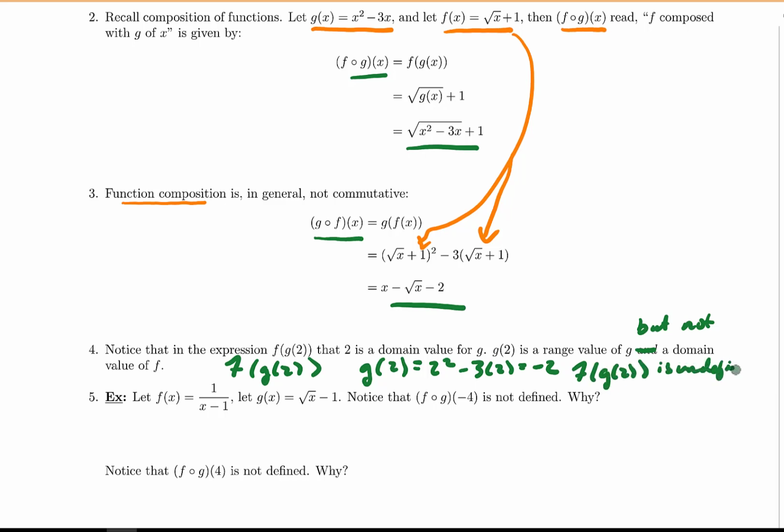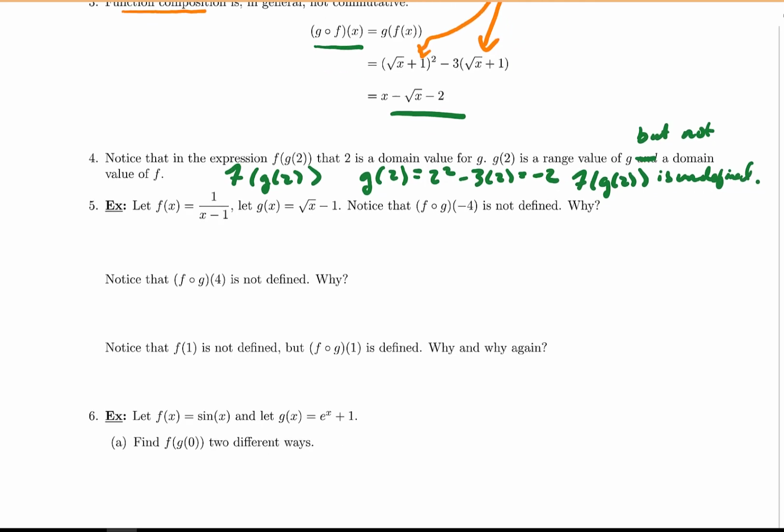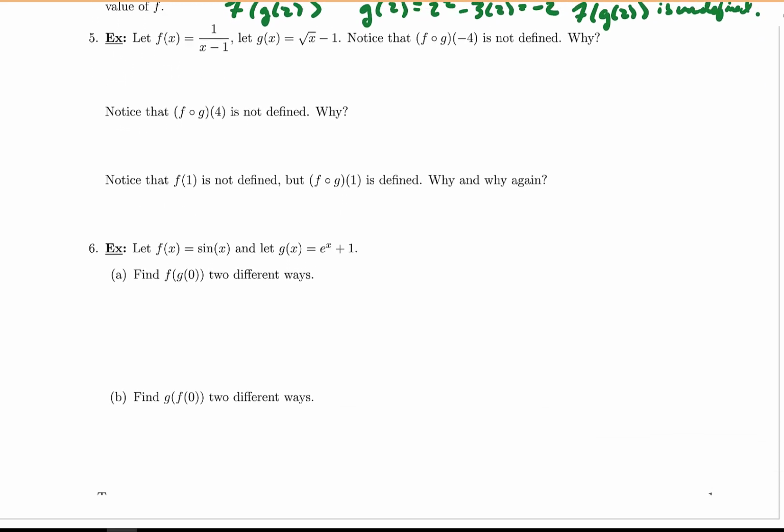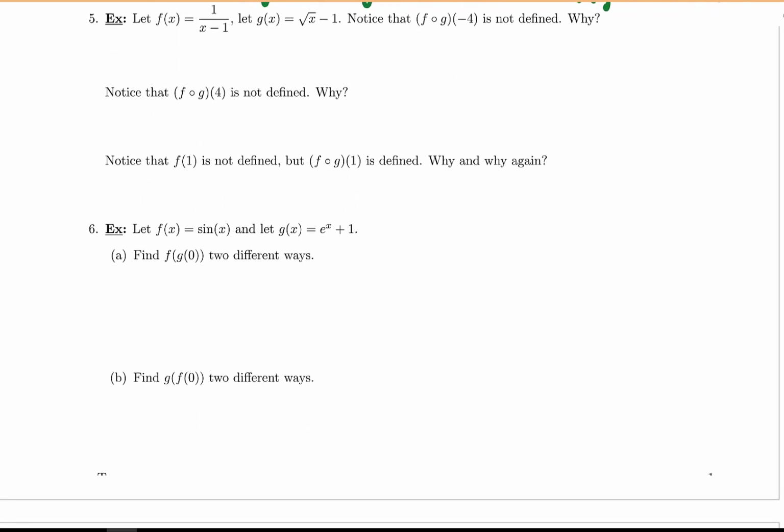And that's a particularly difficult issue with function composition. Okay, let's explore that just a little bit more here in question 5. So in question 5, we look at two new functions. We've got the function f of x is equal to 1 over x minus 1, and g of x is equal to the square root of x minus 4.